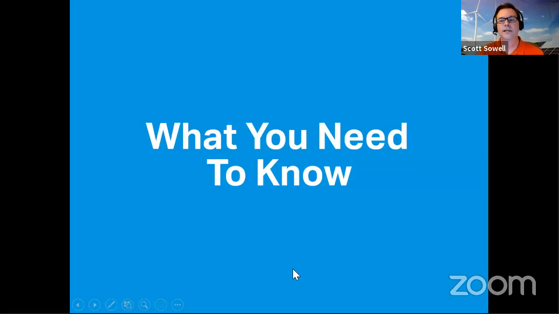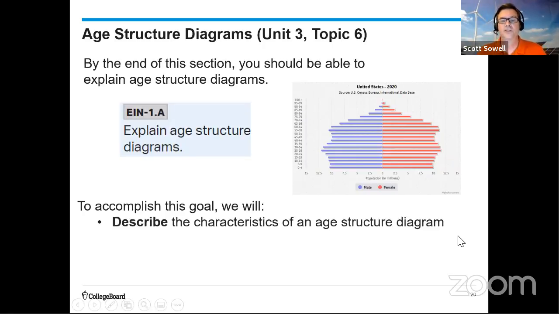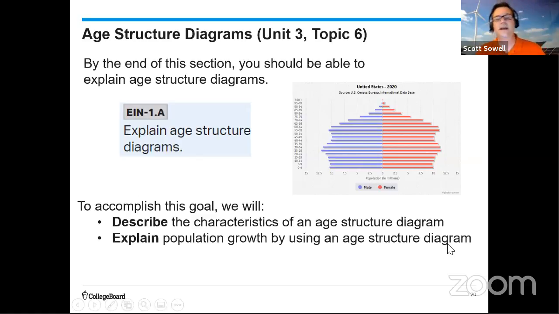All right, so what do we really need to know? So let's start with Unit 3, Topic 6, and this is our age structure diagrams. So after we chat for a few minutes, you should be able to explain age structure diagrams. That's a good goal. So how are we going to get there? We're first going to describe just what's going on inside of an age structure diagram, not really use it, just who are the pieces and parts, who are the players, what's being told there. And then we're going to use that model to explain population growth.